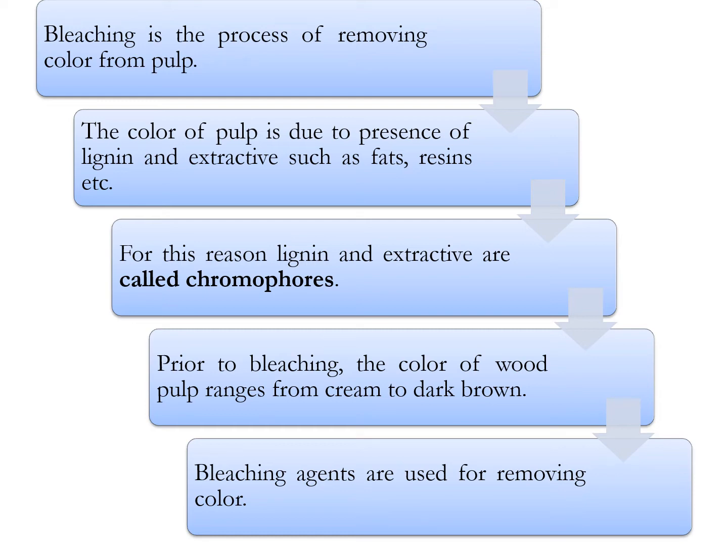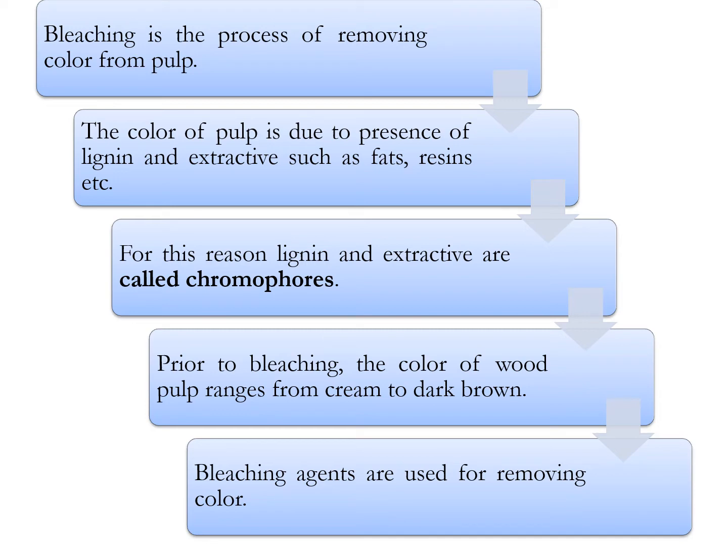So what are the color imparting elements in the pulp? The color is due to the lignin and extractives present in the pulp. These color imparting elements are called chromophores. Chromophores is basically the color imparting material for any material, not only in pulp.